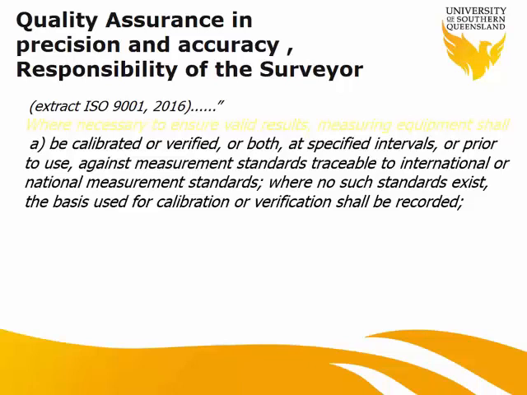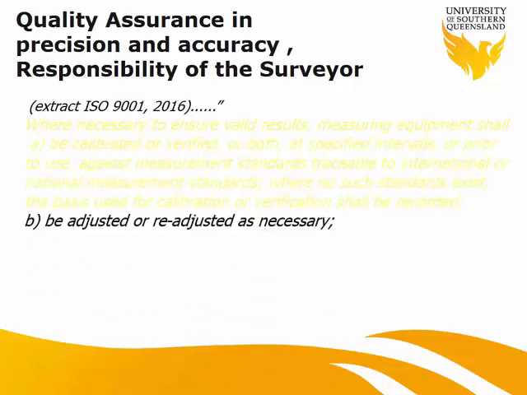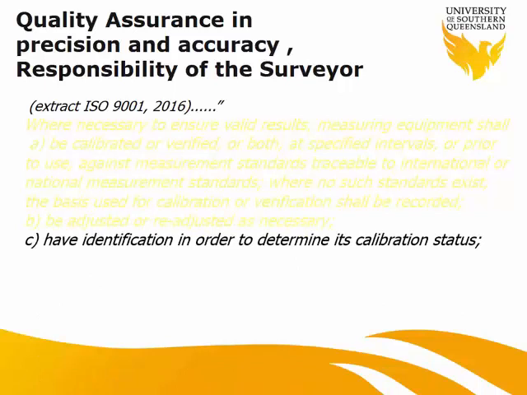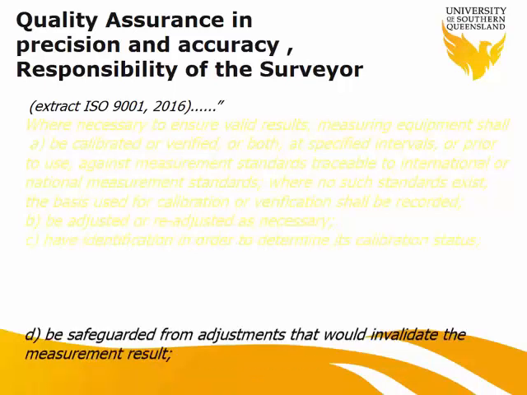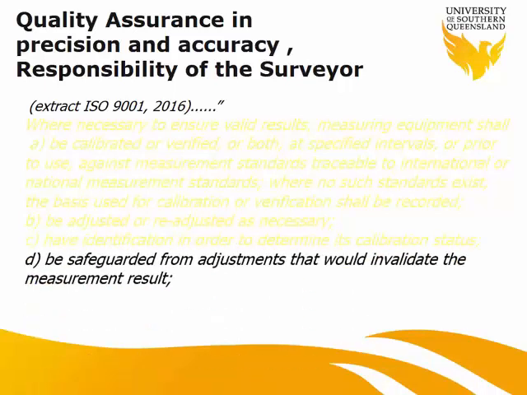If they are not available, they probably need to record it for future use. Make sure that if it's not within calibration, you probably need to adjust or readjust as necessary. Then have identification in order to determine its calibration status, and for later or future reference. Make sure that you note the adjustment, because they probably could invalidate the measurement results.